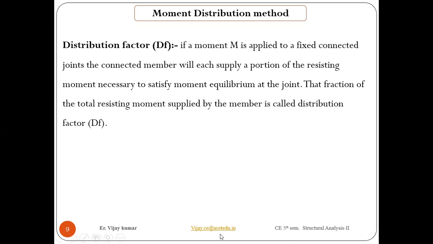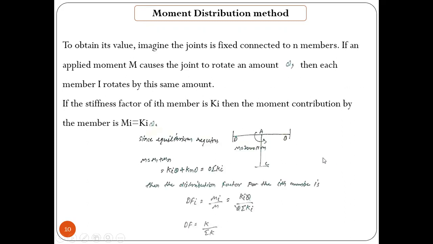That's why we have this in structural analysis part 2. So let's see what it means. To obtain its value, imagine the joint is fixed, connected to n members. As you can see, there is a frame where the two far ends are fixed. At point A there is a moment of 2000 newton meter. That moment we need to distribute: how much moment goes out to segments AD, AB and AC. This is the total moment I need to distribute.